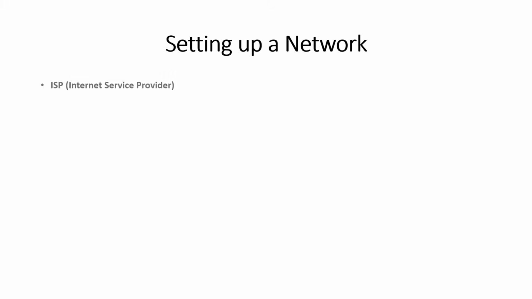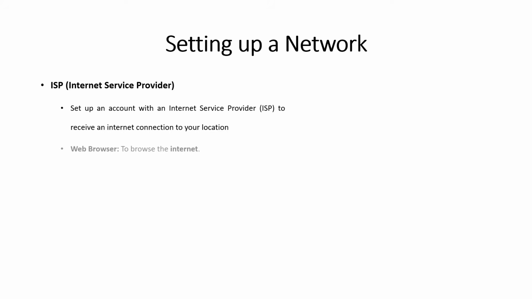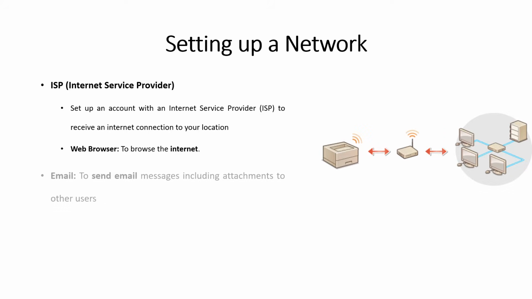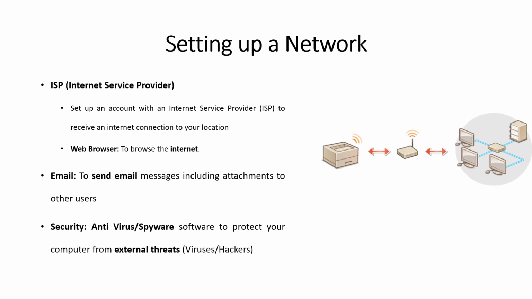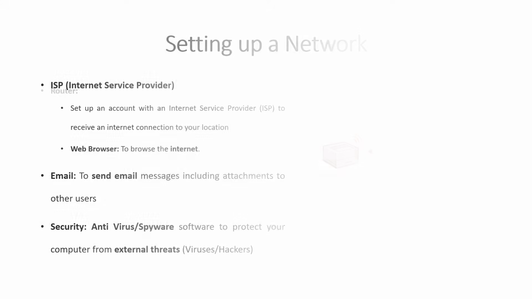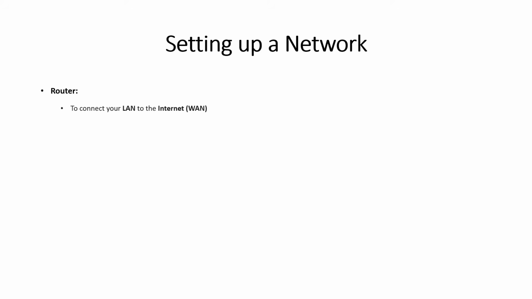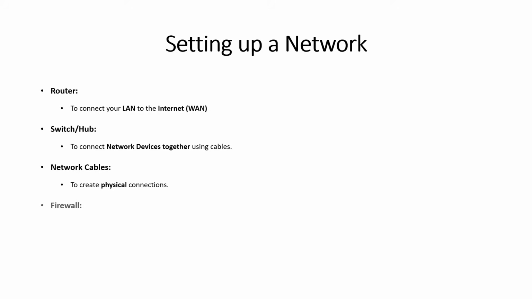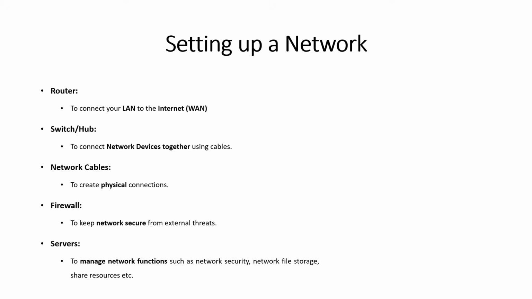Setting up a network. So there are 8 things needed to do this. There's the ISP, Internet Service Provider. There's the web browser, email, security, and then router, switch and hub, network cables, firewall, and servers.